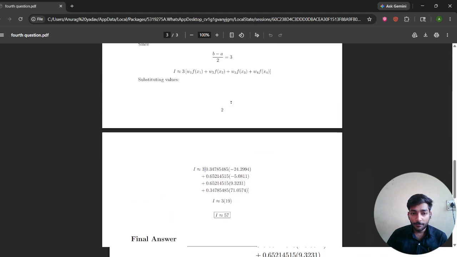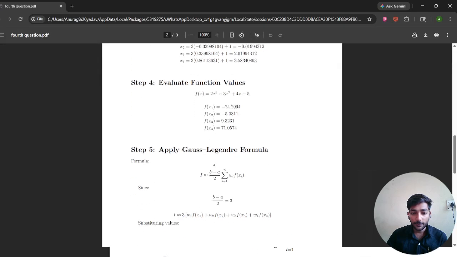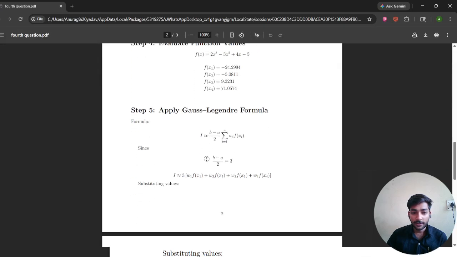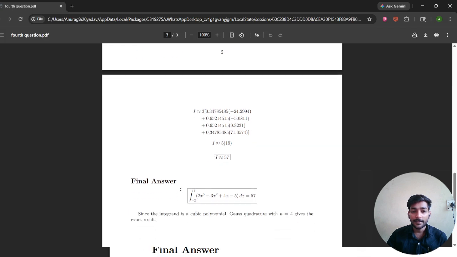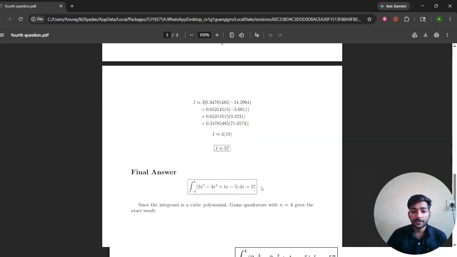So we put the values in this equation, and then we get I = 57, and this will be our answer. The final answer of this equation is 57.